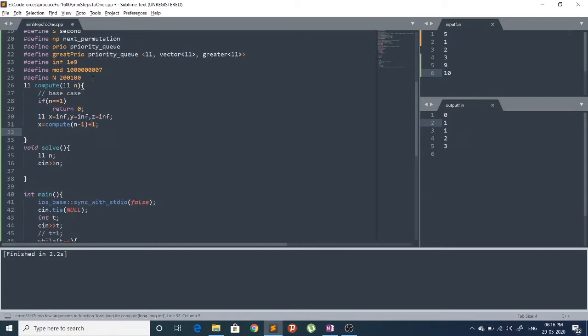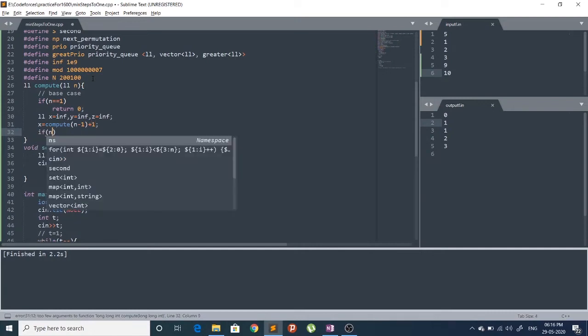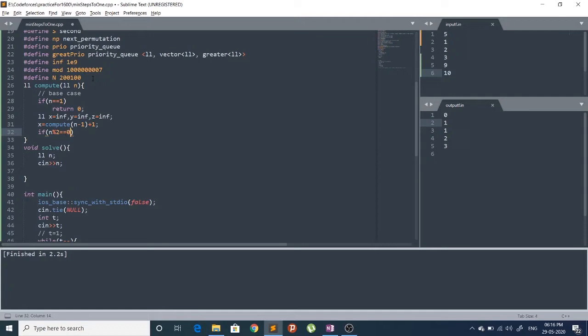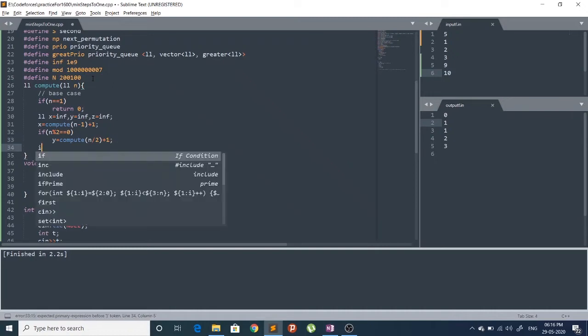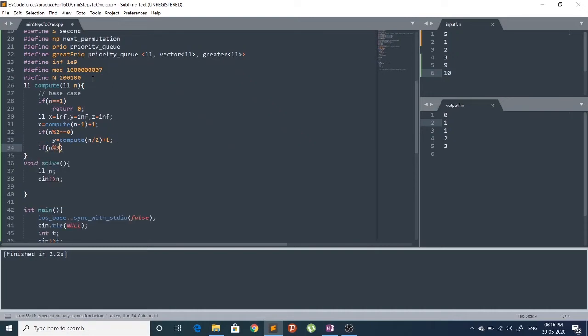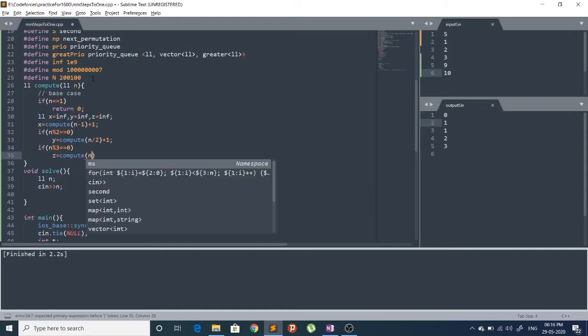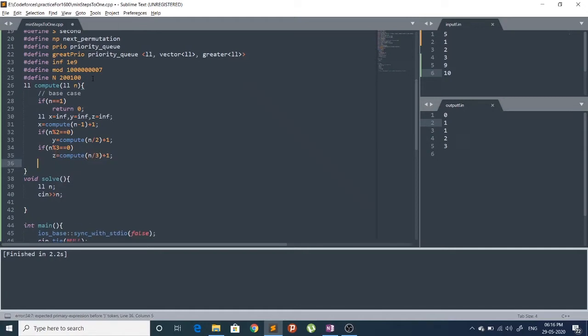Okay, and if n % 2 equals 0, then y equals compute of n by 2 plus 1, and if n % 3 equals 0, then z equals compute of n by 3 plus 1. Now I have to take the minimum, so my answer would be minimum of x, y, z.